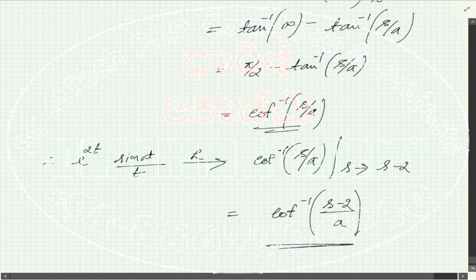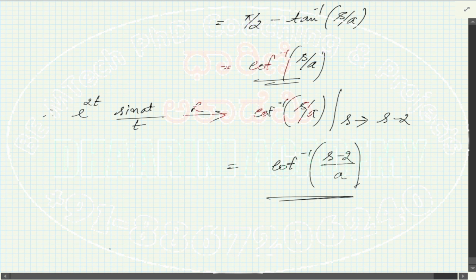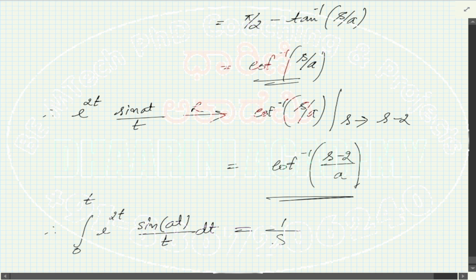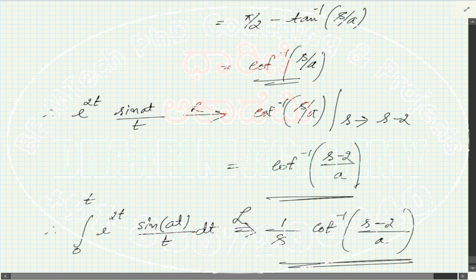Now if you want to integrate this, I should divide the right hand side by s. Therefore, the final step, this is integration, that is 0 to t, the given function e to the 2t into sine of at divided by t into dt should be equal to, divide the whole function by s on the right hand side. This should have its Laplace 1 by s into cot inverse of s minus 2 divided by a, which is the required answer.